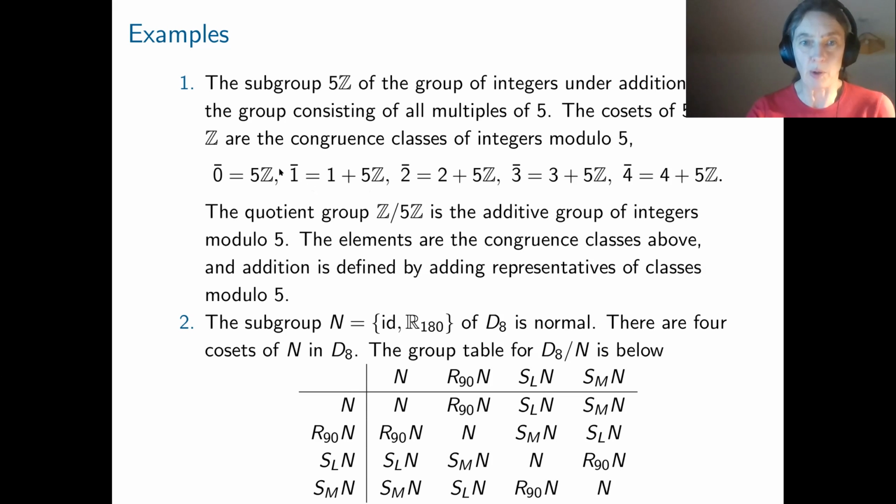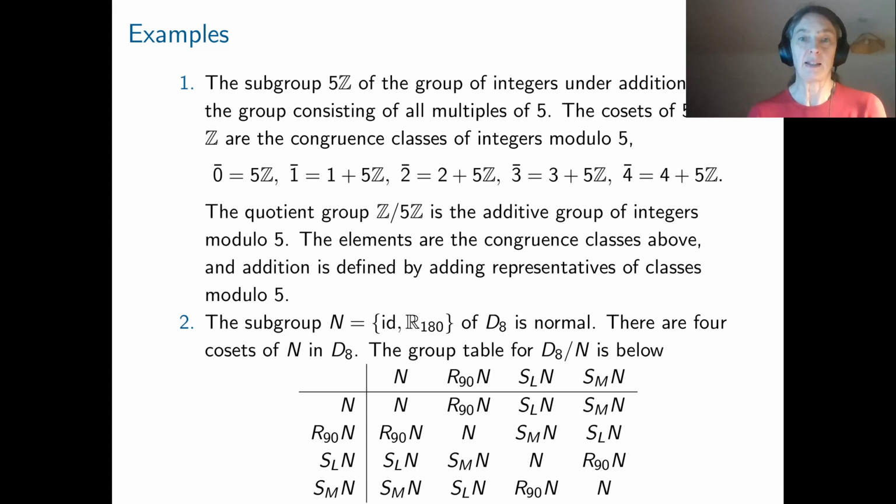That's the congruence class of 1 modulo 5, which we'll call 1 bar. There's the coset determined by 2, which consists of everything that's 2 more than a multiple of 5. There's 3 bar and 4 bar. These are the congruence classes of integers modulo 5. And we know that the quotient group Z mod 5Z is the additive group of integers modulo 5. Its elements are these 5 congruence classes. And what you do if you want to add a pair of them is you just choose a representative from each, add them together in the integers, and drop down to the congruence class that you now are in.